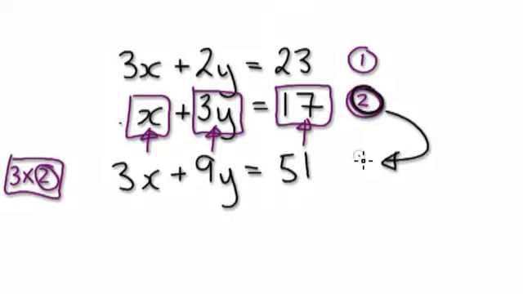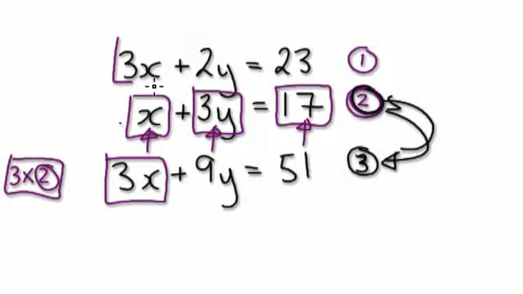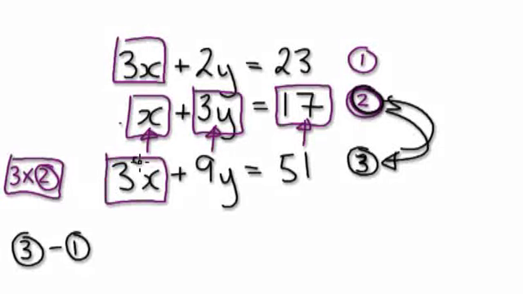Now let's call this equation 3. Equation 3 is in effect the same as equation 2, but written differently. Notice that the 3x here is exactly the same as the 3x in equation 1. So the trick now is to get equation 3, take away equation 1. So get this, take away this. Now, 3x take away 3x will be nothing.